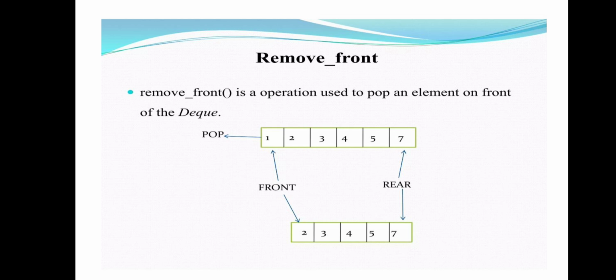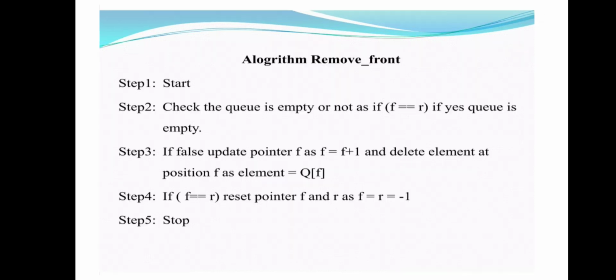Now deleting at front position. Removing front is an operation used to pop an element from the front of the deque. For example, for an array with elements 1 to 7, when we remove an element at the front, the array becomes 2 to 7. This is called removing an element at front position.